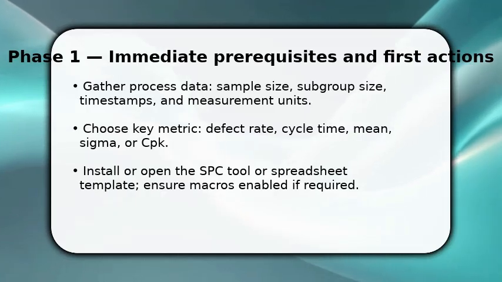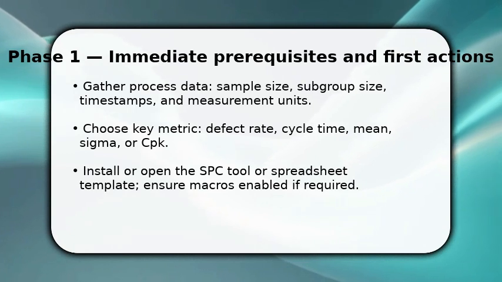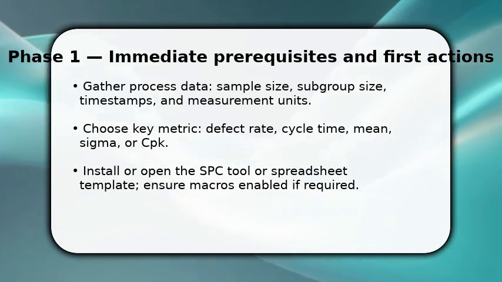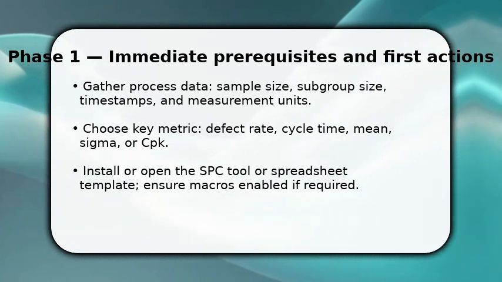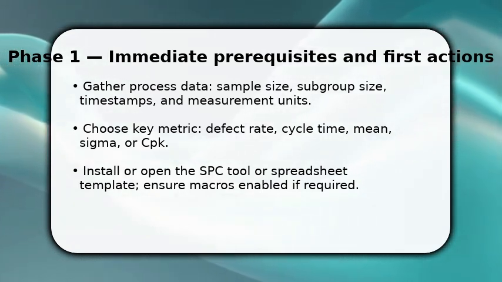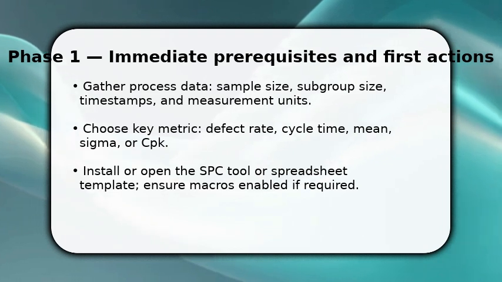You start by collecting the essential inputs you cannot skip: consistent samples, subgroup sizes, and the measurement unit. Next, pick the single key metric you will track, defect rate or mean, for example, because clarity prevents analysis drift.